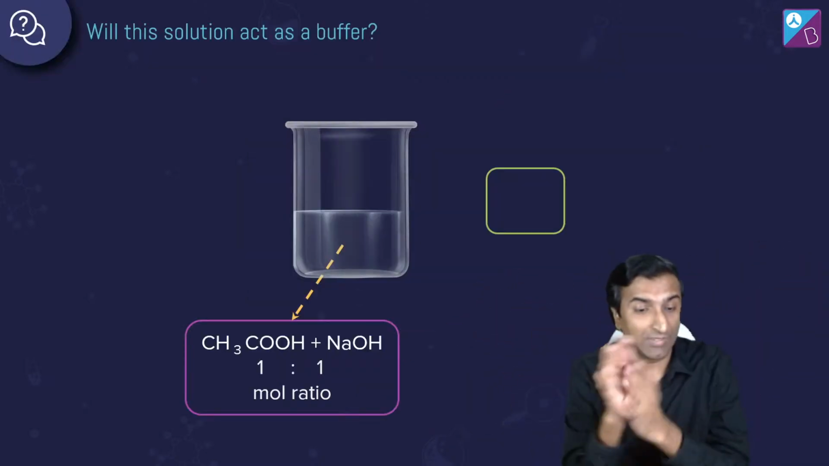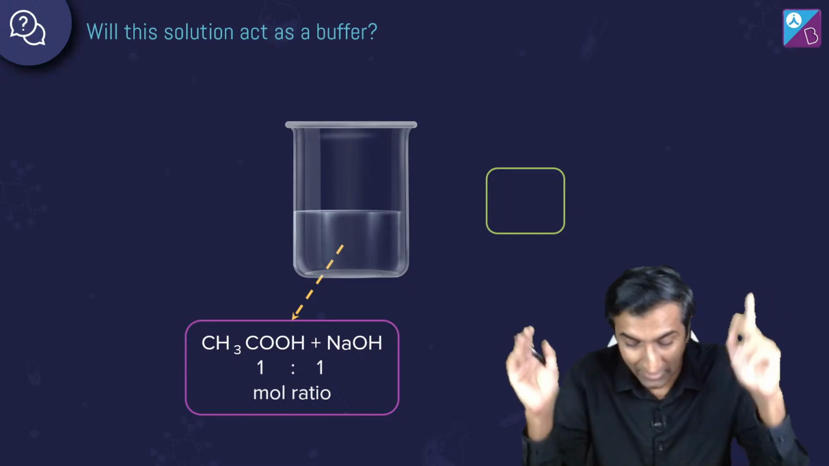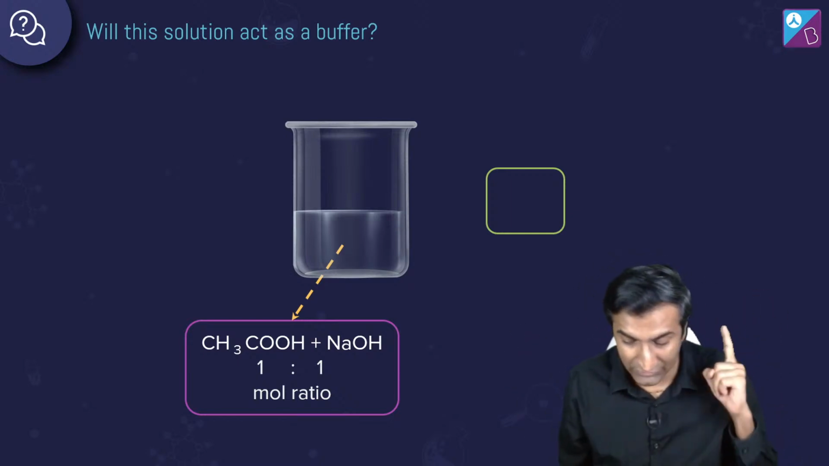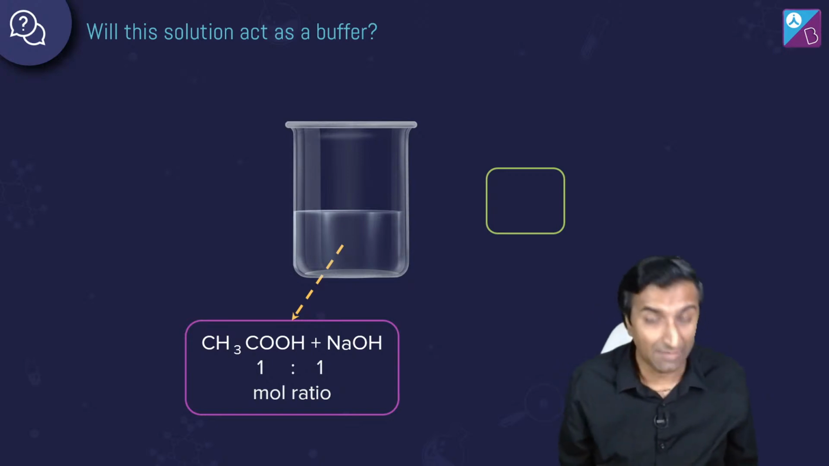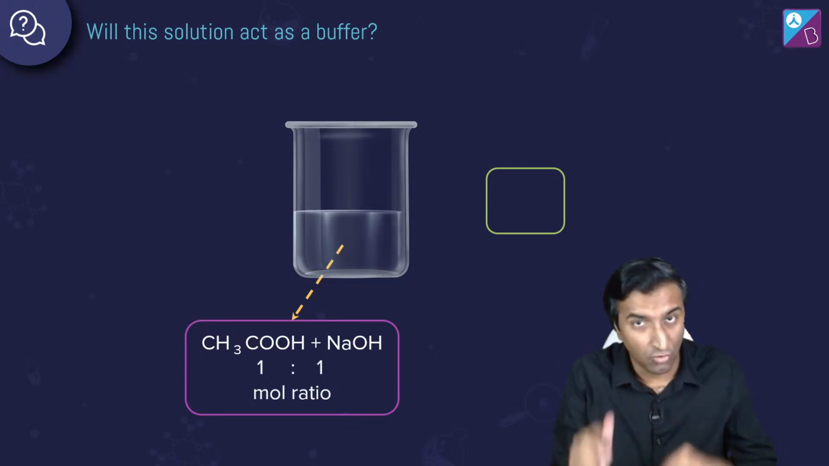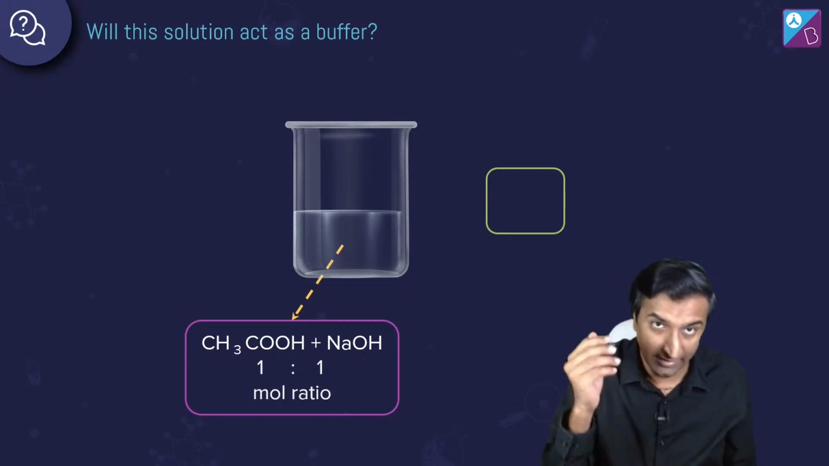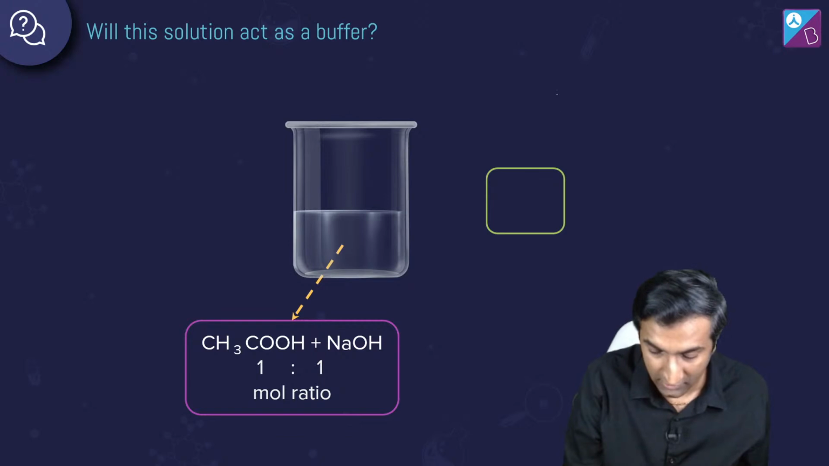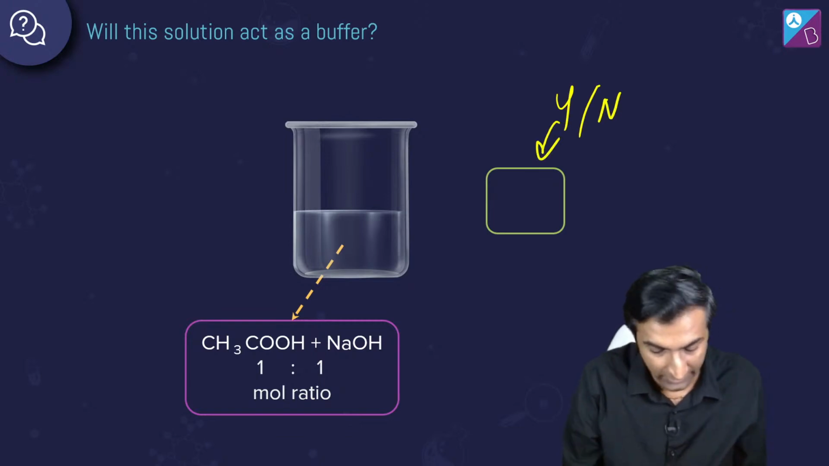Khair, quick question. अब सब लोग उठ जाओ. Will this solution act like a buffer? I have added CH3COOH and NaOH in a 1:1 mole ratio. मतलब acid और base 1:1 mole ratio. क्या बनेगा? सोचो, बताओ chat में, yes or no. Give me a Y or an N. Is this Y or N? What am I going to fill over here?